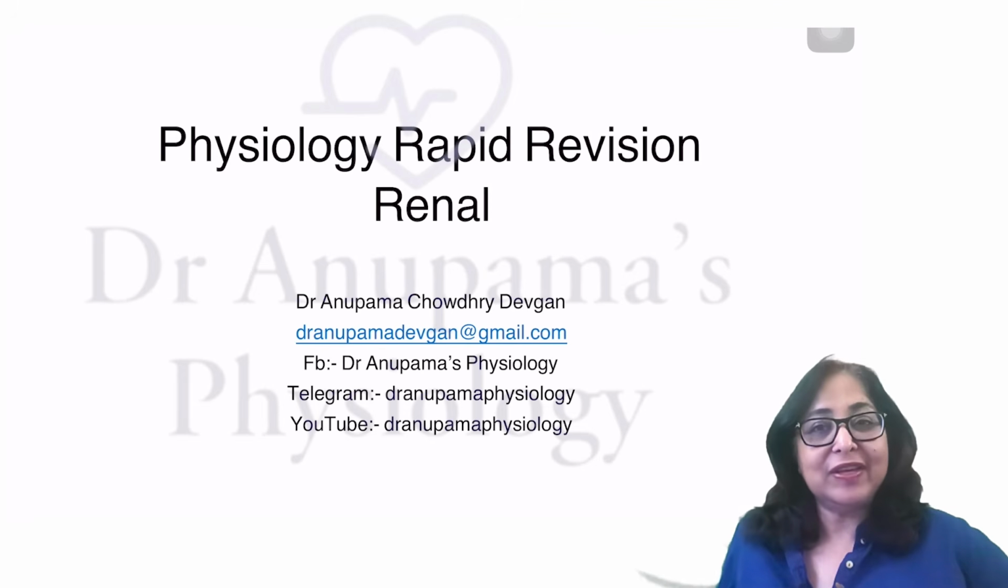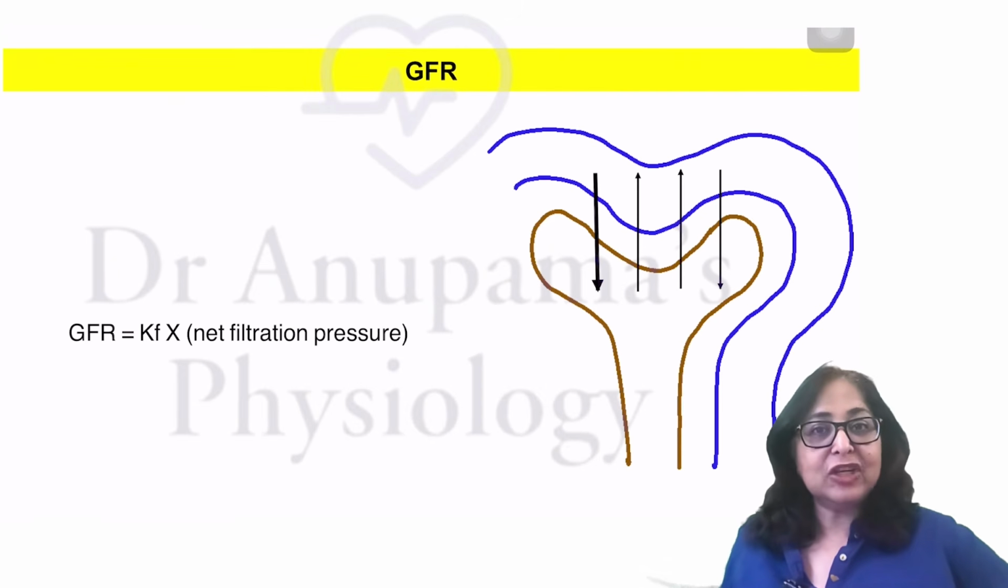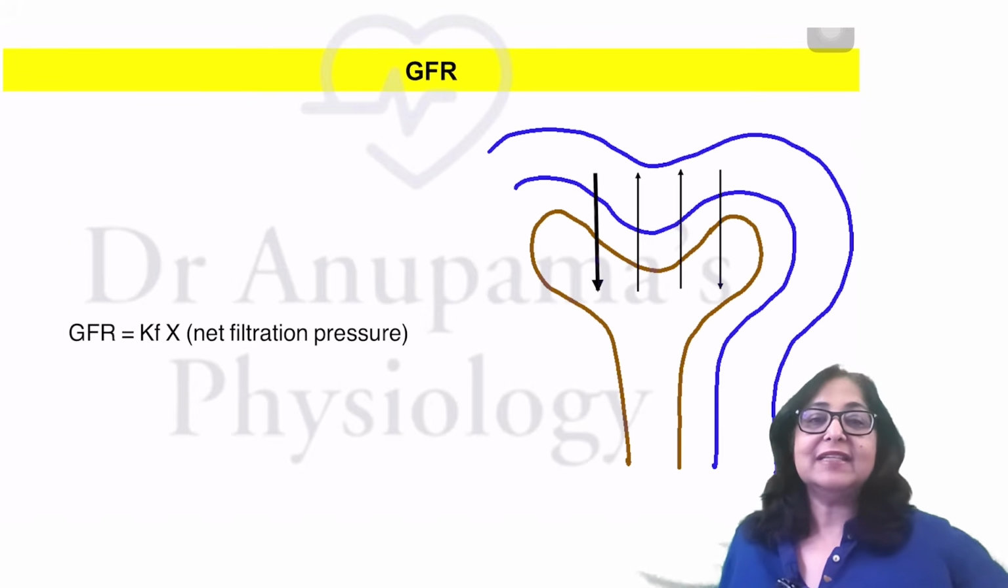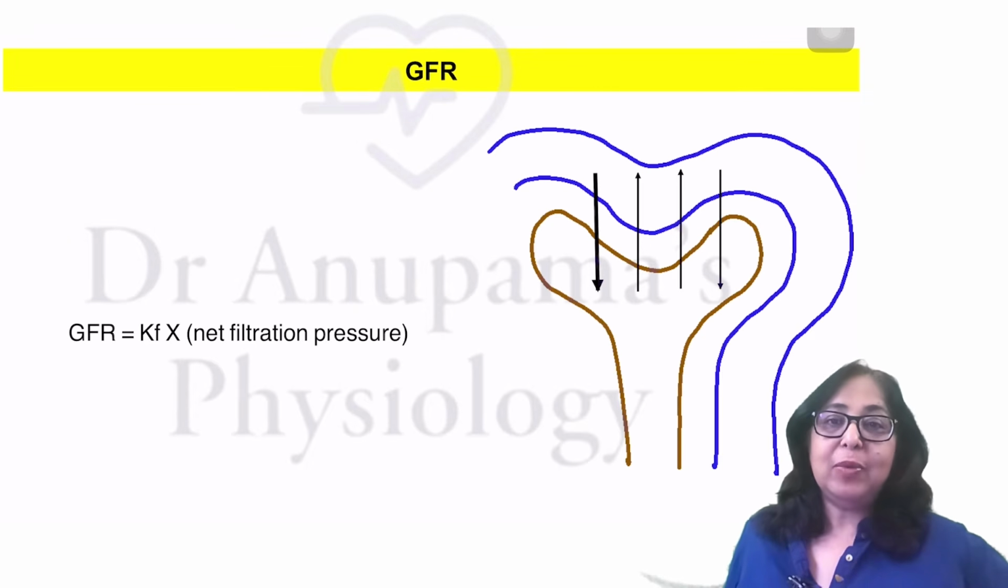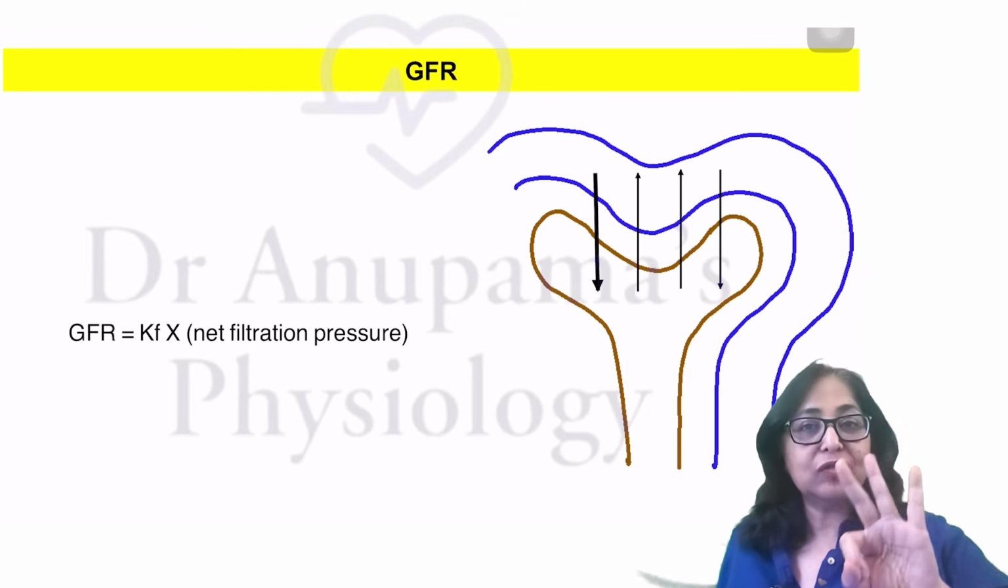In the rapid revision series, the next topic that I'm taking up is renal. So let's look at the first concept as far as renal physiology is concerned, and this is the glomerular filtration membrane. We know that the glomerular filtration membrane has got three layers.